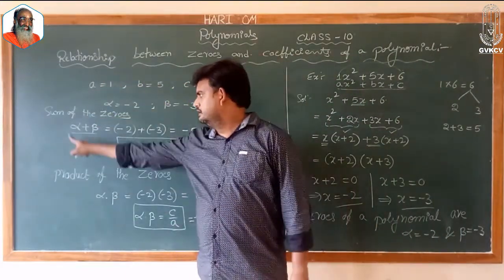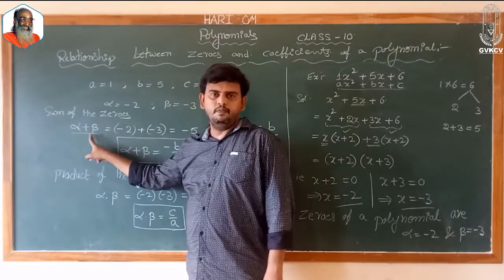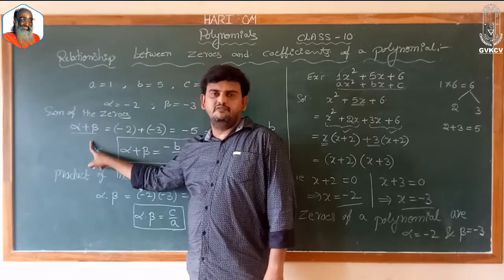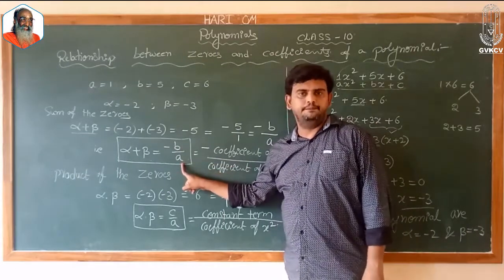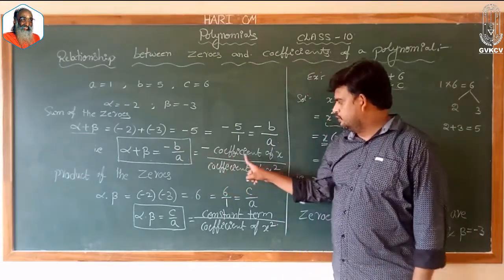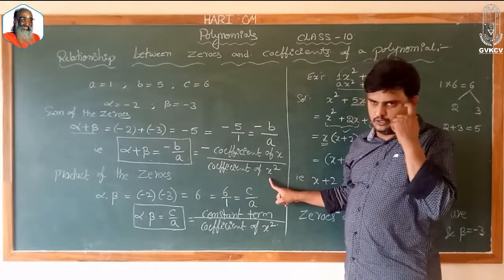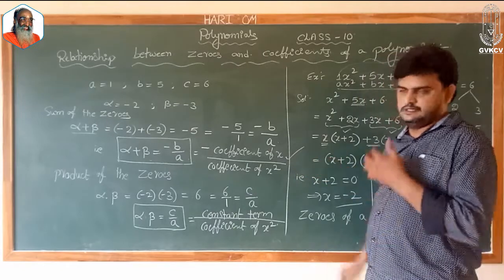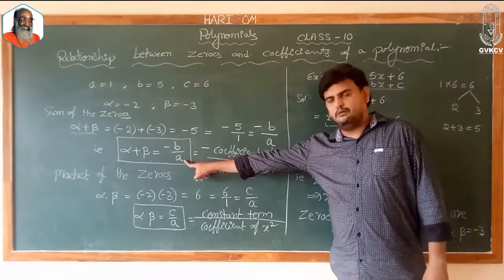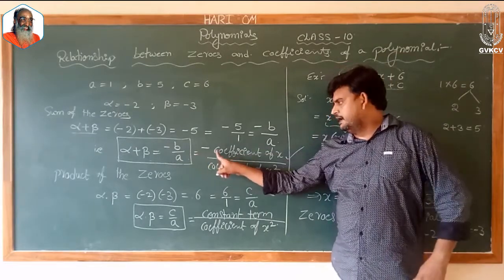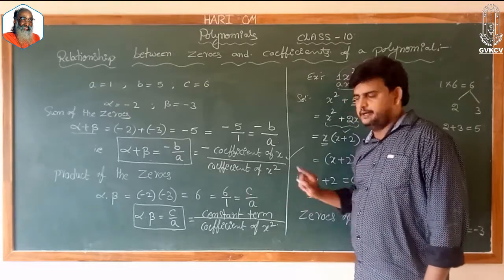What is the relation? Sum of the zeros. If you add the zeros, alpha plus beta, what are we getting? Minus b by a. That means minus coefficient of x by coefficient of x square. It is a formula for us. The sum of the zeros of a polynomial is minus b by a, equal to minus coefficient of x by coefficient of x square.